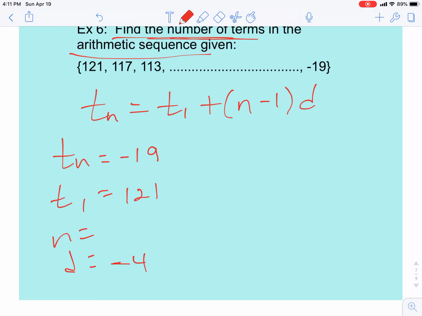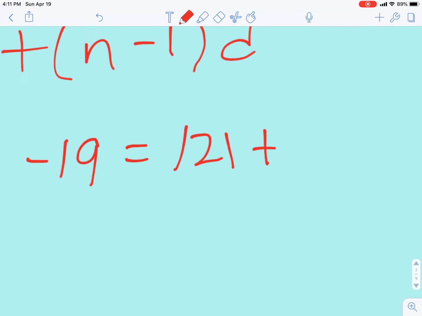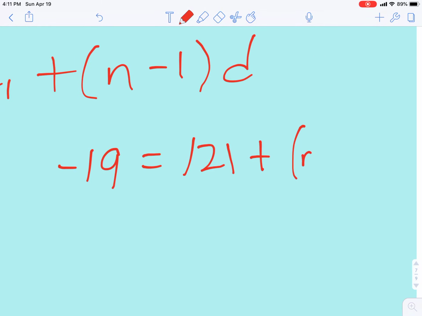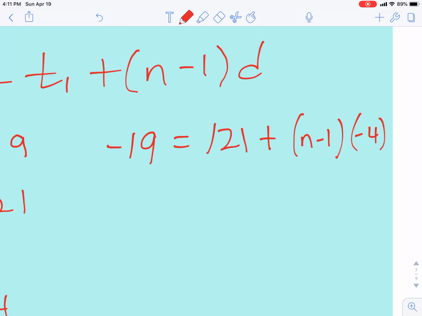So we got negative 19 is equal to the first term, 121, plus n minus 1 times the common difference of negative 4. So what we're going to do is subtract, divide, and then you get to add right at the end. Okay, so subtract the 121.